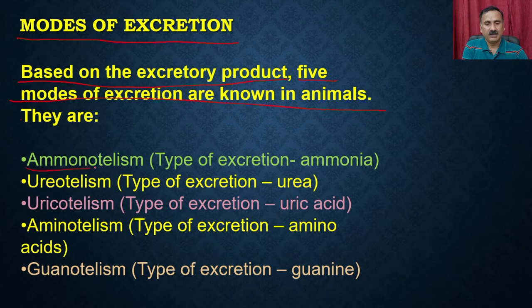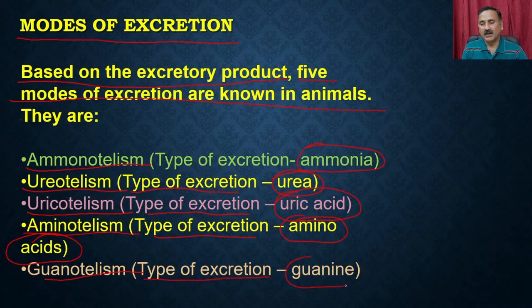They are ammonotelism, ureotelism, uricotelism, aminotelism, and guanotelism. In ammonotelism, the organism extensively secretes ammonia. Then we have ureotelism, where the excretory product is urea. Then we have uricotelism, where the excretory product is uric acid. And then we have aminotelism, where the organism excretes different types of amino acids. And then we have guanotelism, where the excretory product is guanine, right? Guanine is a nucleoside base, which is going to be excreted.